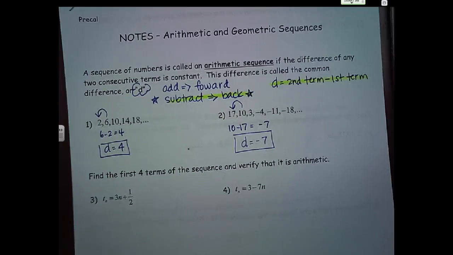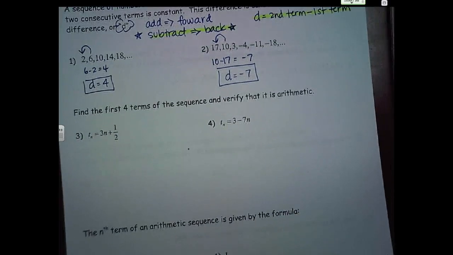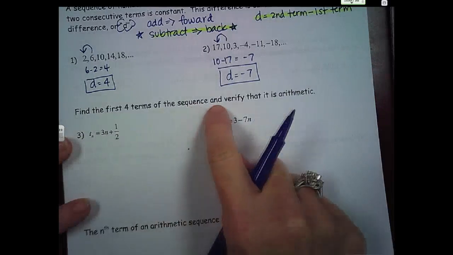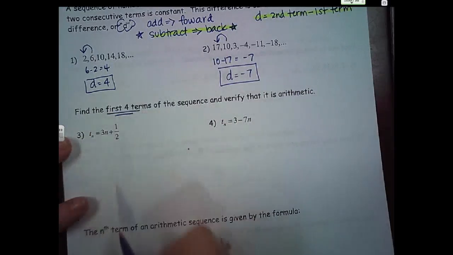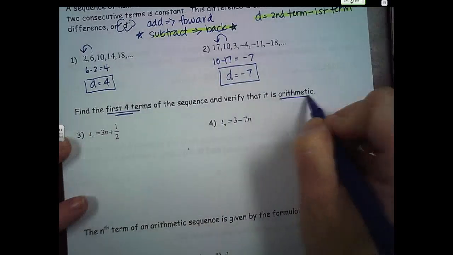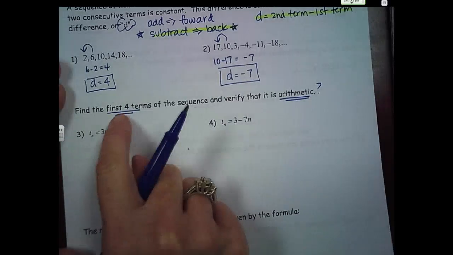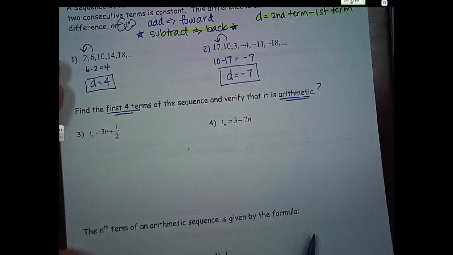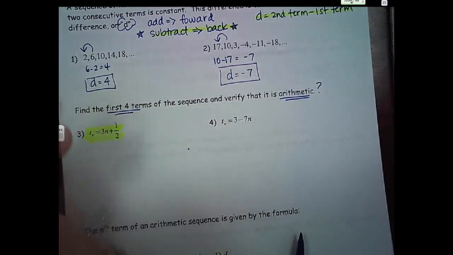Okay, now then, when you're talking about arithmetic, find the first 4 terms of a sequence and verify that it's arithmetic. So first it wants me to find the first 4 terms, and then I'm asking, is it arithmetic or not? Remember, something is arithmetic if they have a common difference. So if I want to find the first 4 terms, this is the rule.